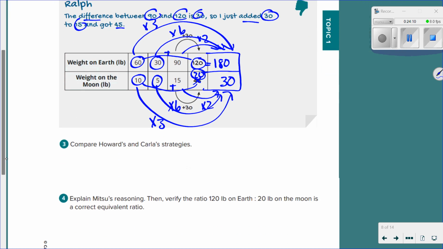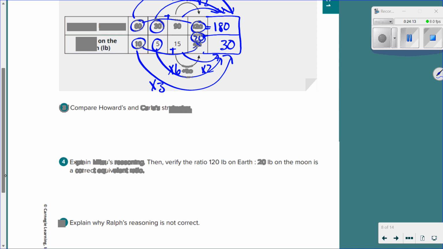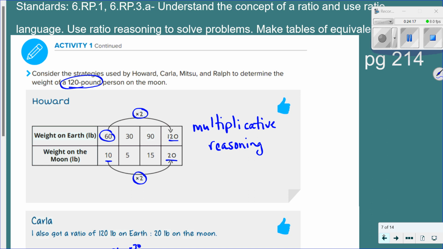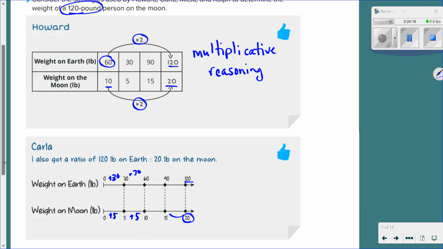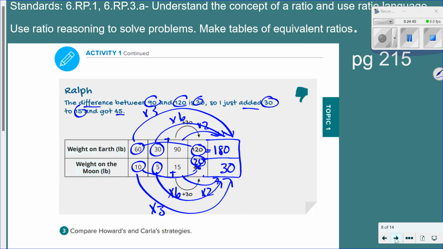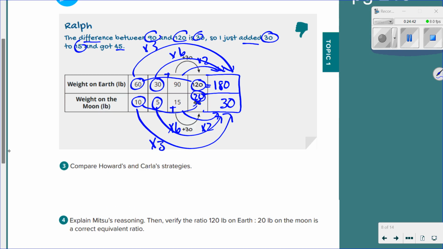And so we already did a comparison between Howard and Carla's strategies, right? So Howard and Carla. Howard was using multiplicative reasoning. Which type of reasoning is Carla using when she does a double number line? Additive. So I didn't add that, but this is really additive reasoning. So to me, that would be the easy way to answer number 3 there.